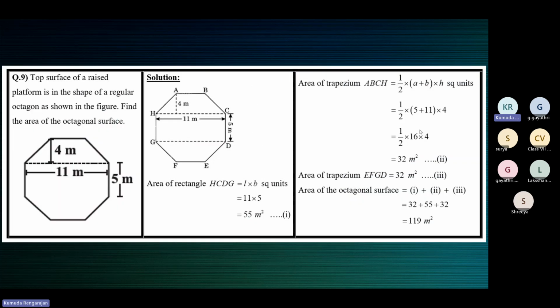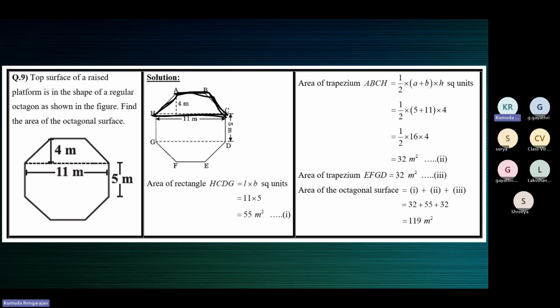So that's what you will see in this answer. I have named the figure A, B, C, D, E, F, G, H. So the area of rectangle HCDG. This rectangle is L into B, 11 into 5. Then the area of the trapezium ABCH.